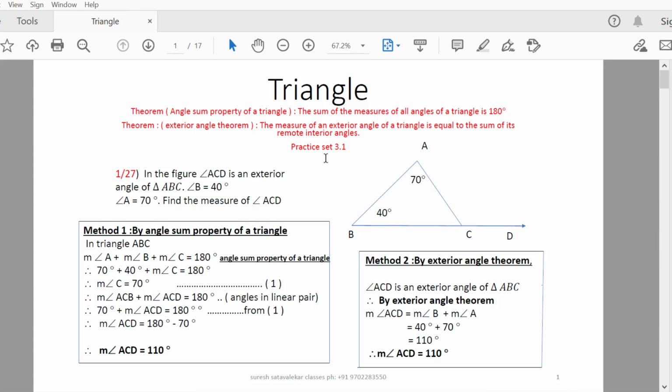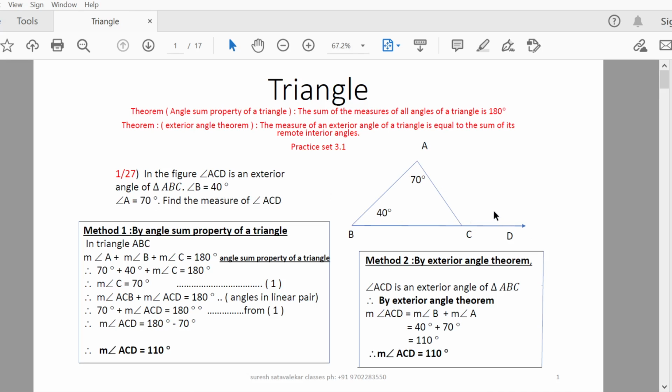This is practice set 3.1. Question number 1: in the figure, angle ACD is an exterior angle. Here ABC is a triangle. If we extend any side, we get an angle which makes a linear pair with the angle of a triangle. This is called an exterior angle of a triangle. So angle ACD is an exterior angle. Measure of angle B is 40 degrees and measure of angle A is 70 degrees. Find the measure of angle ACD.